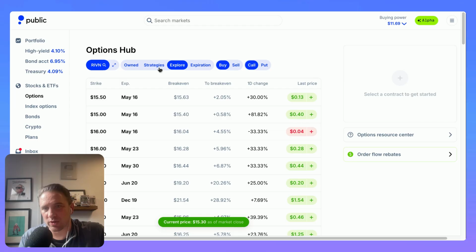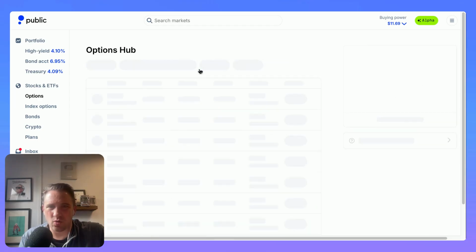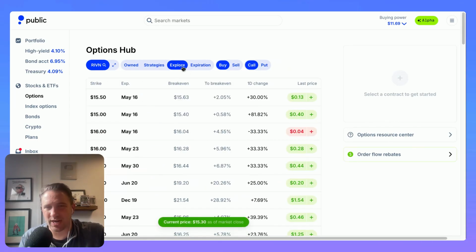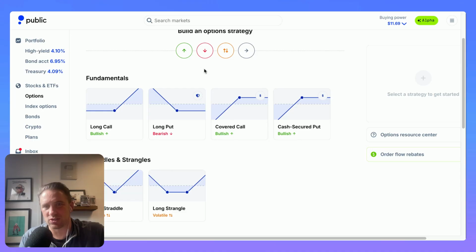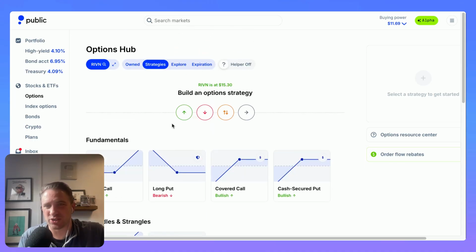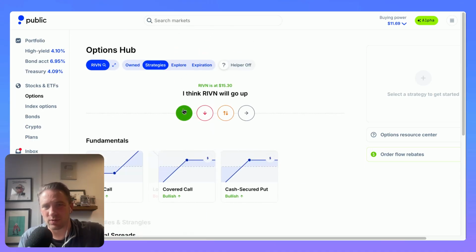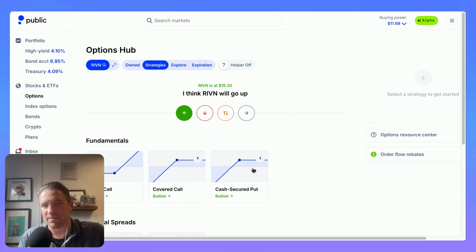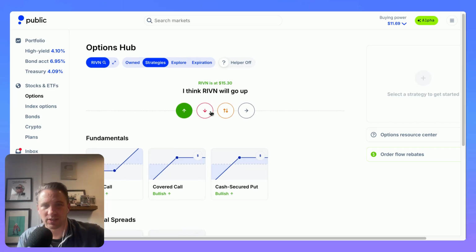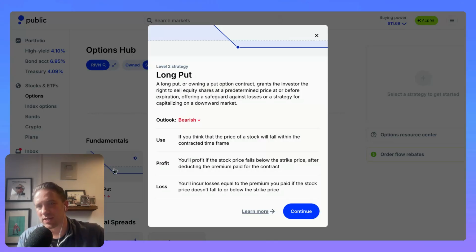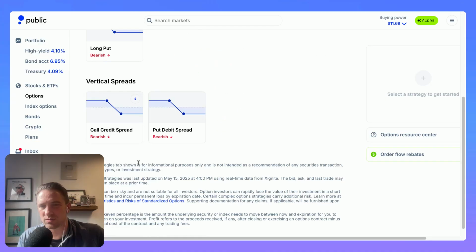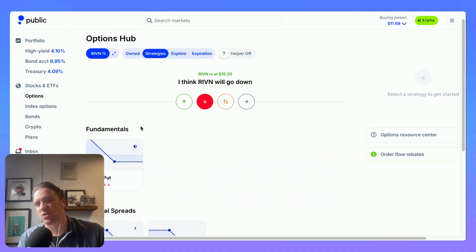And I'm exploring. It's not strategies. It's not owned. It's not expiration. I'm exploring. I want to look at all of the options chains. But strategies gives you the ability just to very quickly express your opinion. So if you think it's going up, you can click up. Then you can pick these different abilities to trade options under the basis that you think it's going up. If you think it's going down, click down. You can click these different option strategies on the basis it's going down.